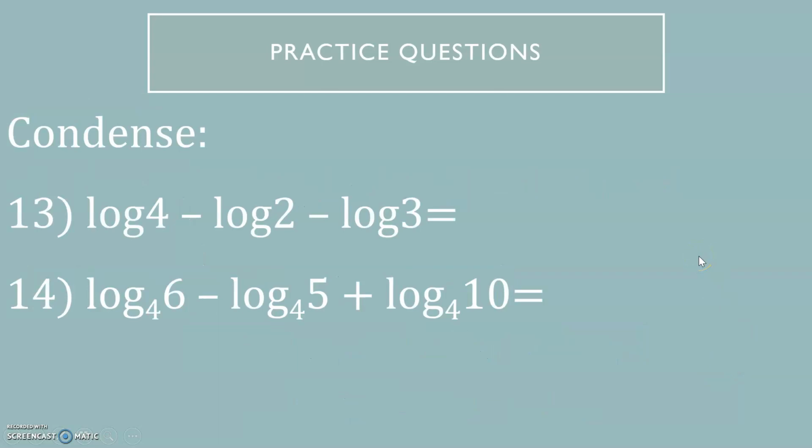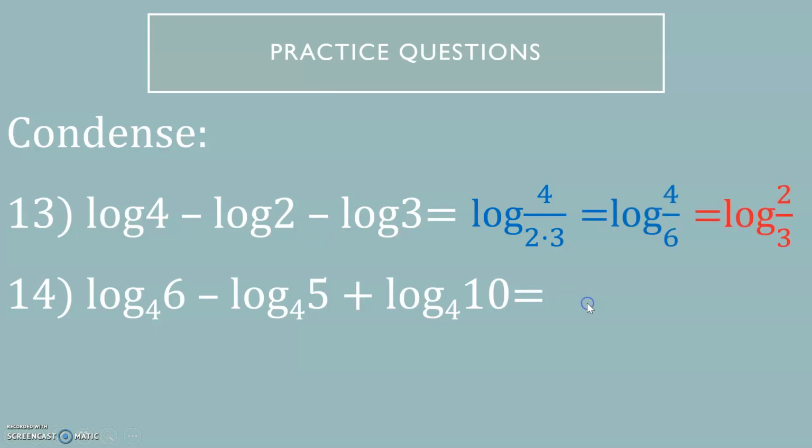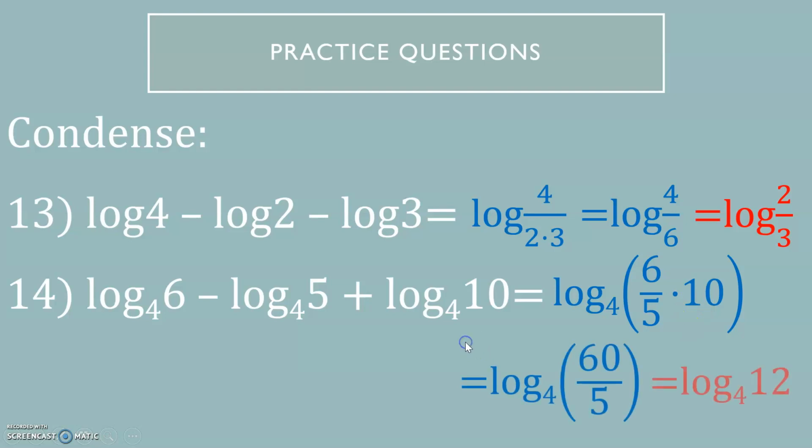That, what I just said, will help with number 13. Anything in a logarithm following subtraction will go in the denominator of the argument as we condense. Then we simplify. 2 times 3 is 6. 4/6 is 2/3. Number 14. 6 will go in the numerator. Following subtraction, the 5 will go in the denominator. That happens first. And then, since the 10 is following addition, it gets multiplied to the fraction, which really puts it in the numerator. 60 divided by 5 is 12.